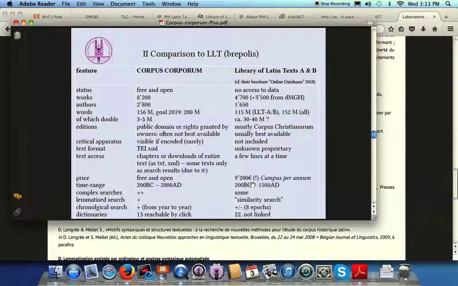So we hope that by next year we reach 200 million. You see, we have critical apparatus every now and then, that is, if they are included in the data. The Library of Latin Texts does not have this feature. Of course, they have critical apparatus in their books. So the idea there is basically that you have to consult the book.